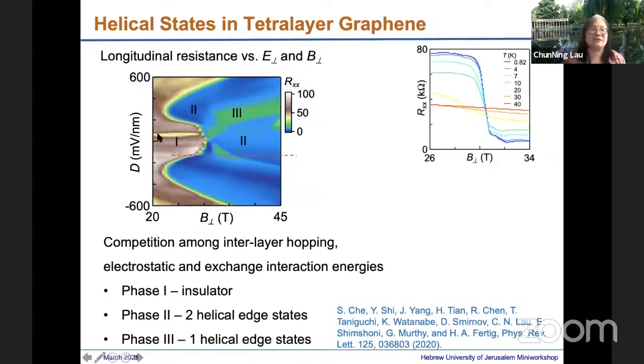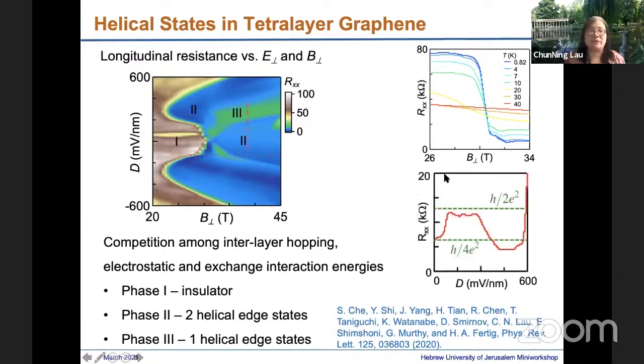Okay, so it's at 0 electric field. What we see is that it suddenly drops from 100 kilo ohms or so to like 7 kilo ohms. So we basically have some sort of metal-insulator transition as a function of magnetic field.